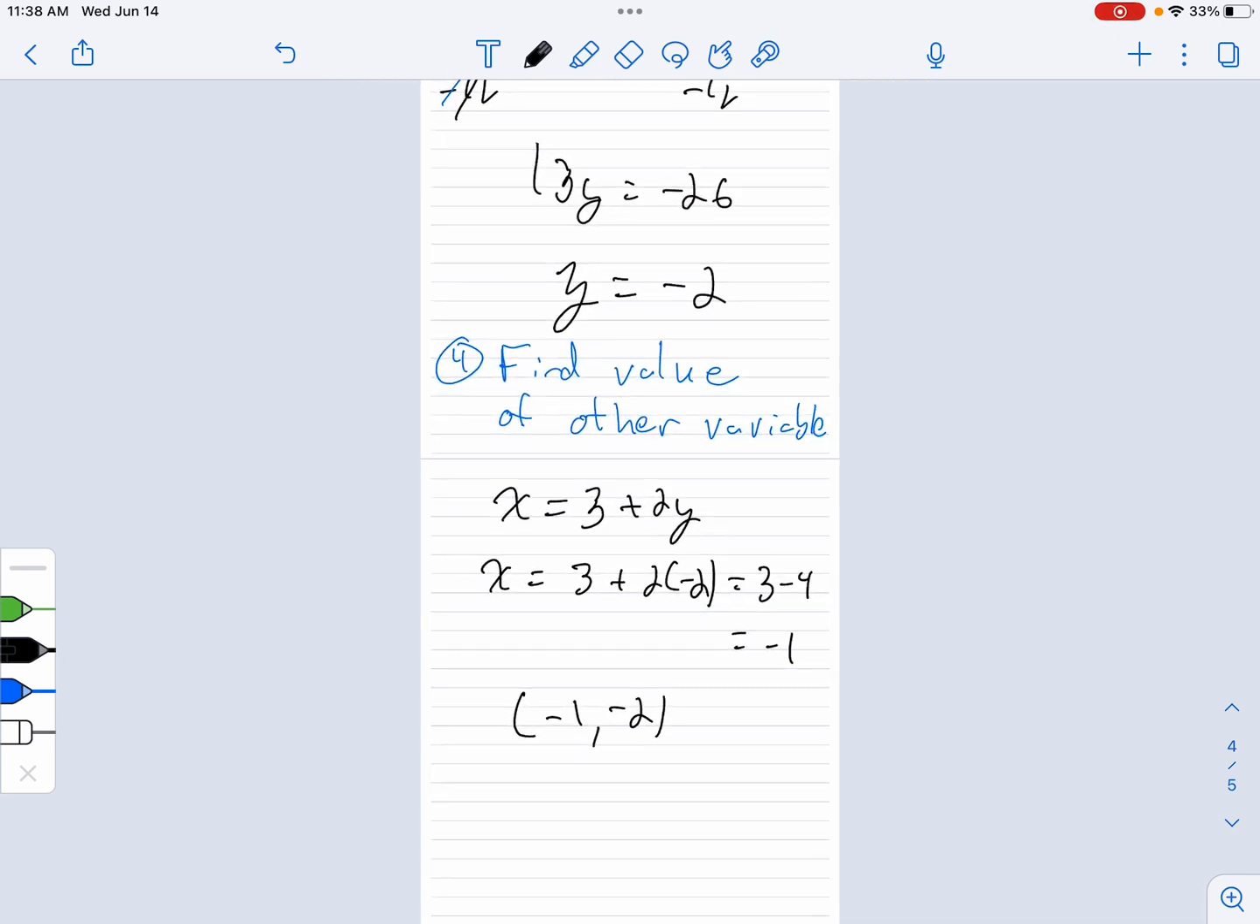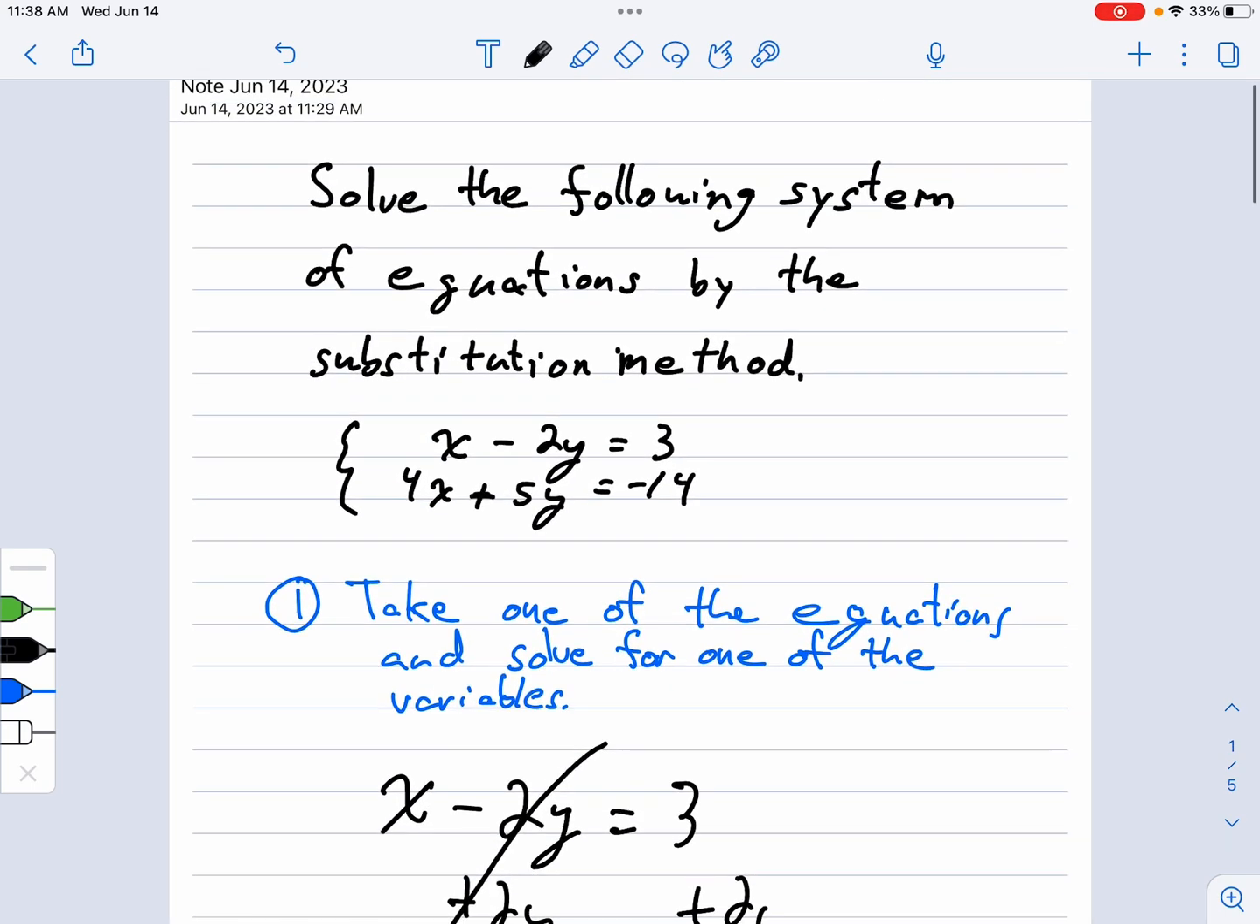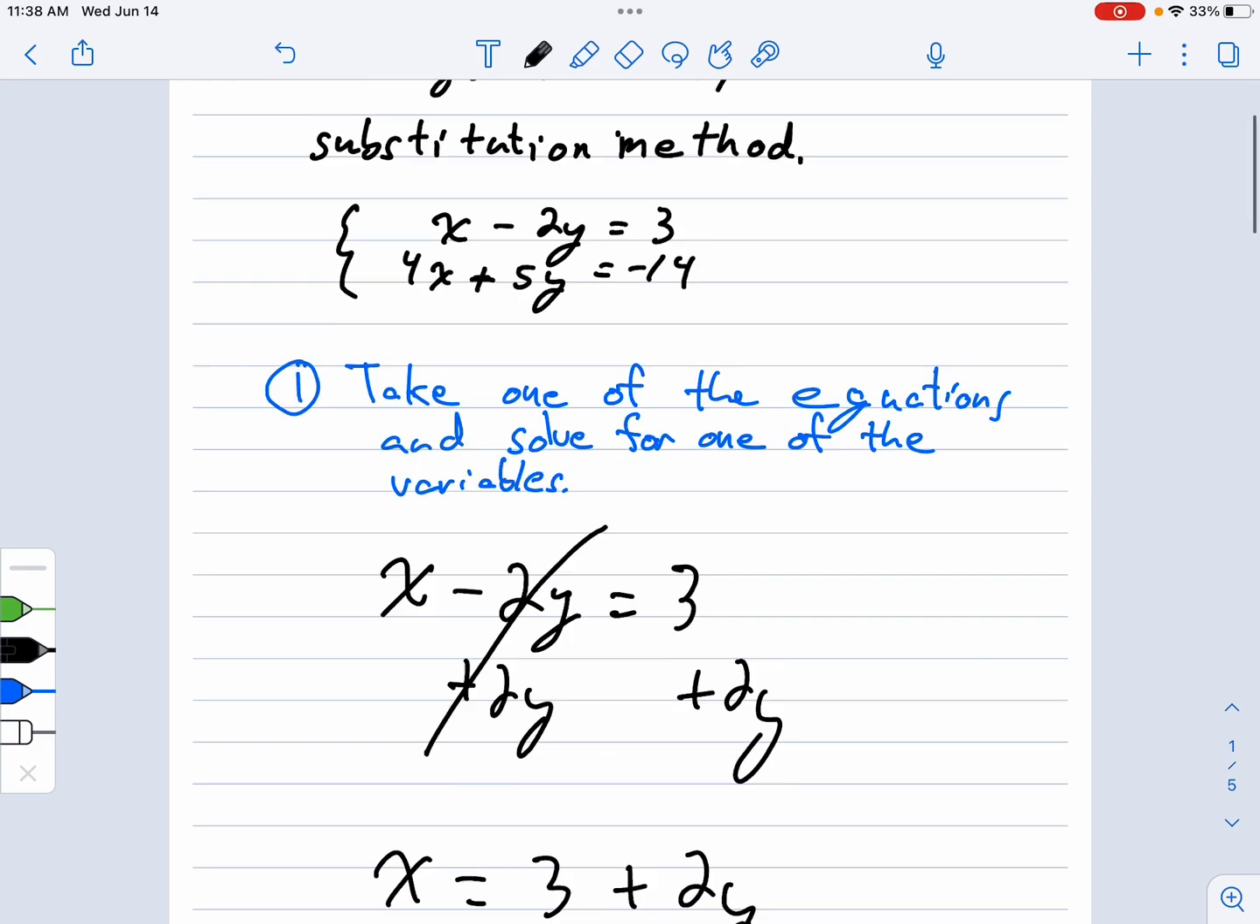Okay, and you can always check your work by plugging this back into the original system of equations up here. Plug in x and y and see that when you replace x and y in the first equation, you get 3, and when you replace x and y in the second equation, you get negative 14.